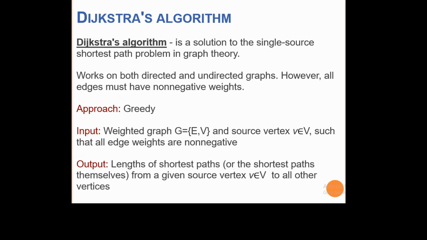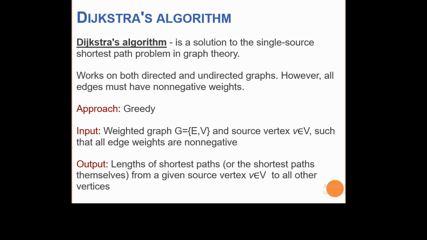So Dijkstra algorithm is a solution to the single source shortest path problem in graph theory. It works on both directed and undirected graphs, but the edges must be non-negative, meaning on a negative edge it will not work. So there can be some kind of cycle or something like that. The approach that we will apply here will be the greedy approach.